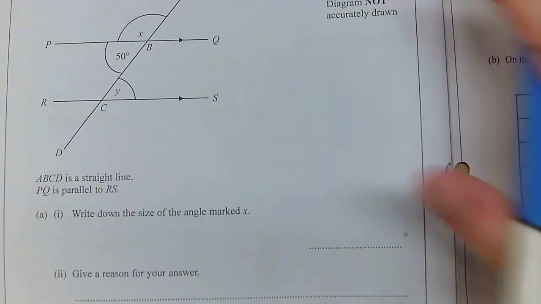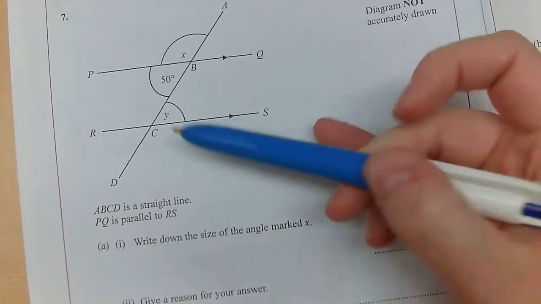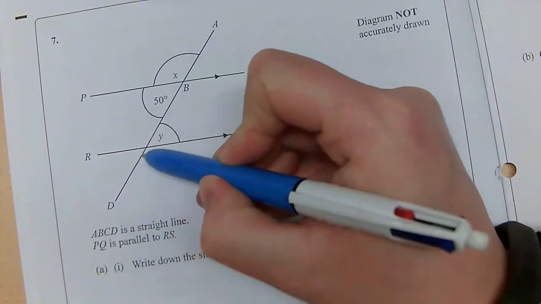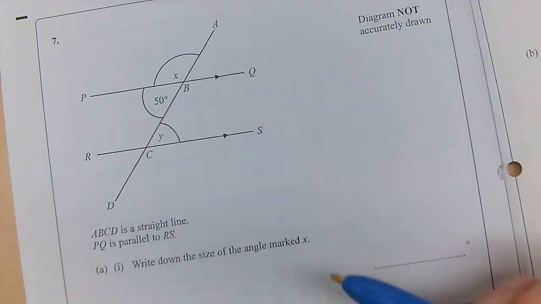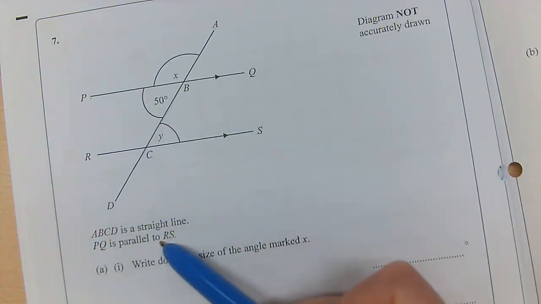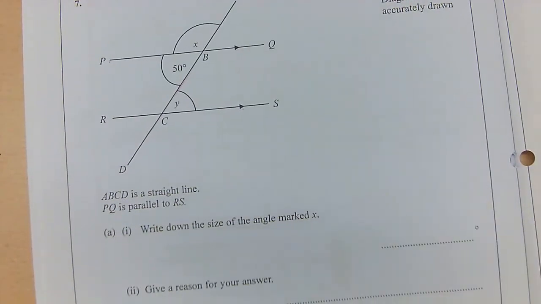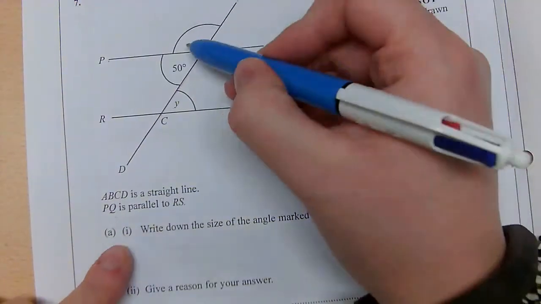Question 7. I've got a set of parallel lines here. ABCD is a straight line, so that's this line here. A to B to C to D, that's a straight line. And I'm told that PQ is parallel to RS. I know that from this. I also know that from the little arrows that are here. Write down the size of the angle marked X. Well, angle X is this one here.